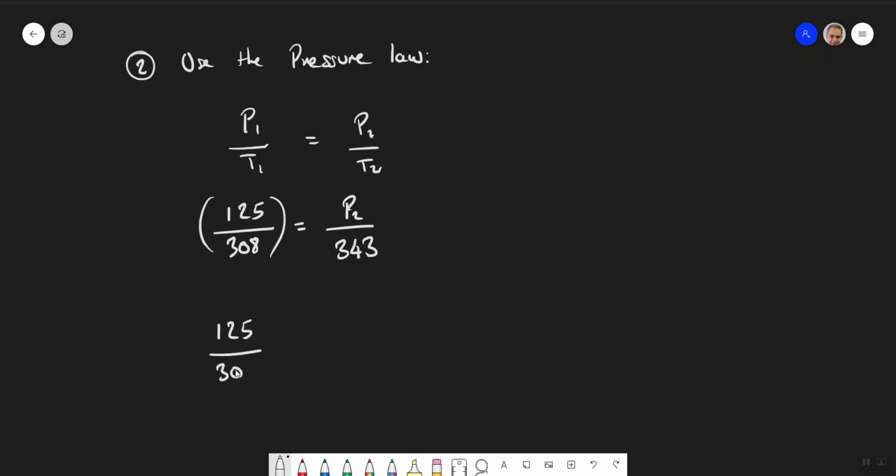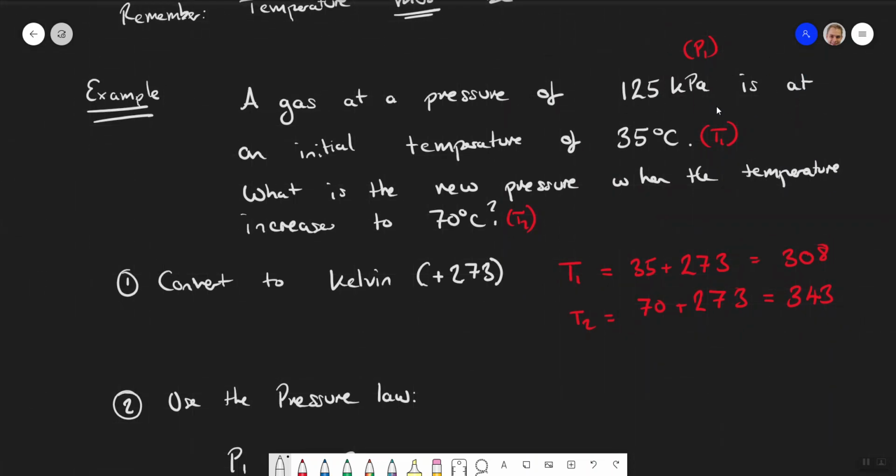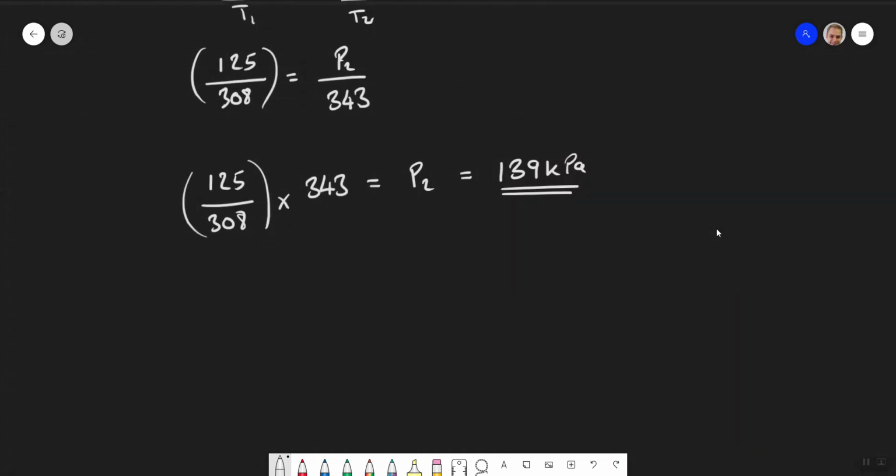So that will become 125 over 308 multiplied by 343 is equal to our new pressure. We multiply that up, 125 times 343 over 308, we get 139 kilopascals. Now the unit, kilopascals, because we're dealing with ratios, is going to be the same as the unit that we had there. So you don't need to worry really about what unit they give you here. Because it's a ratio, whatever unit your pressure is, you're going to get the same unit on the other side. So that's kind of one example.